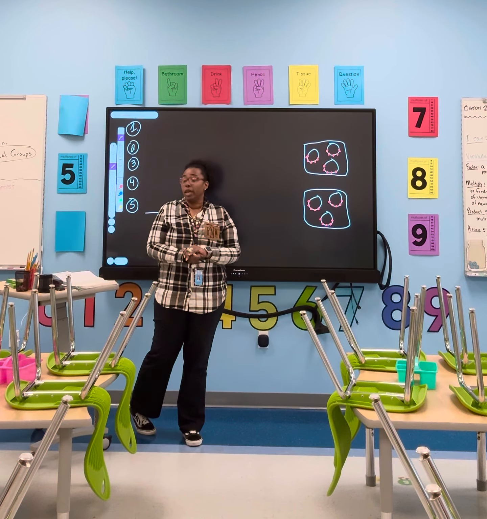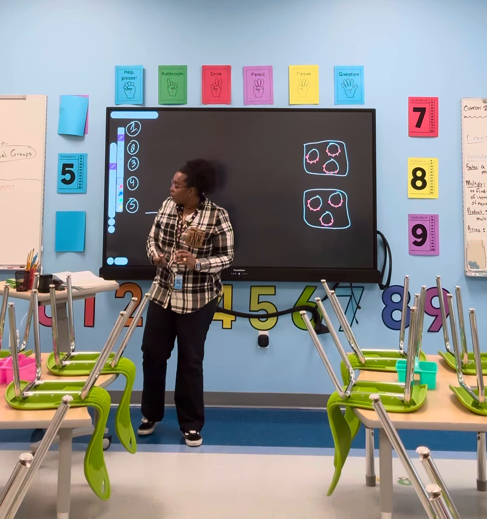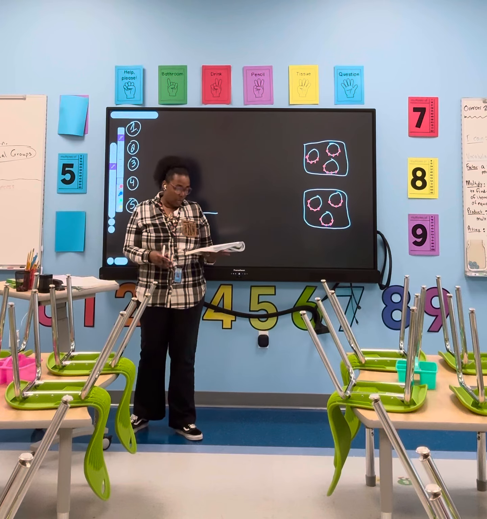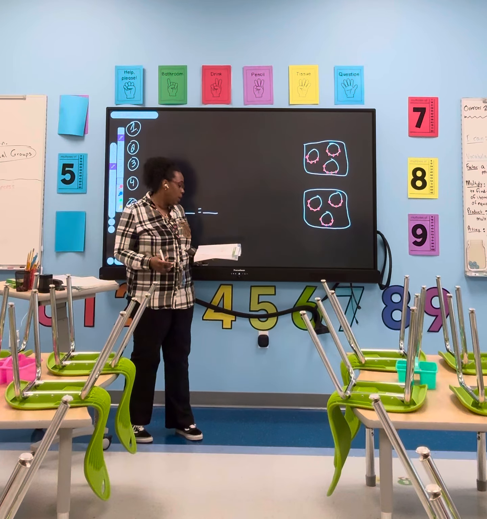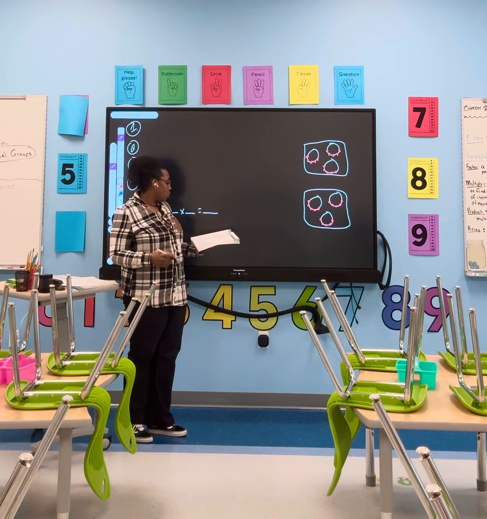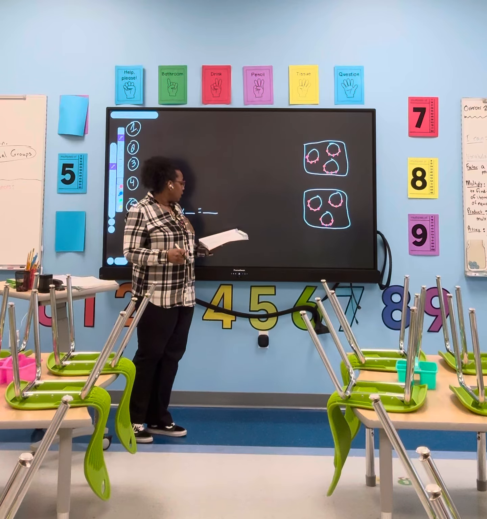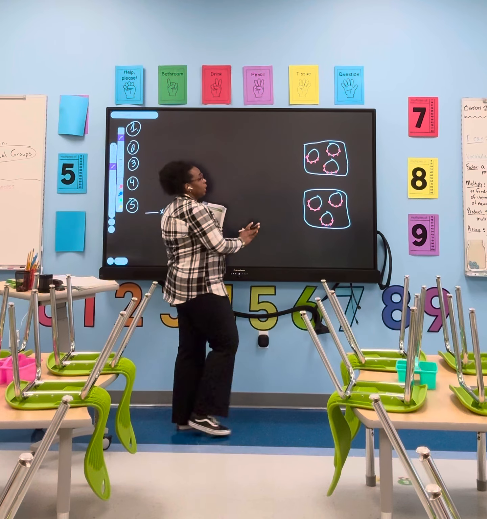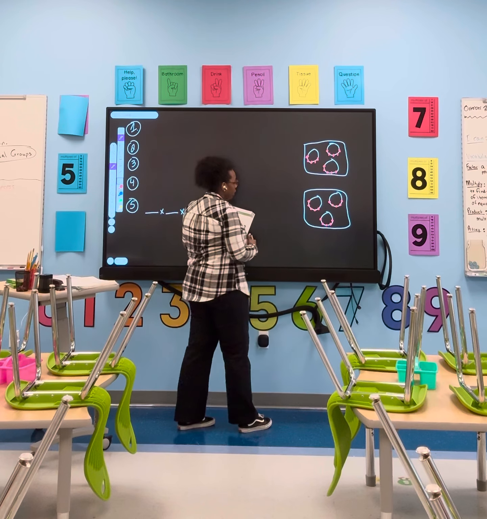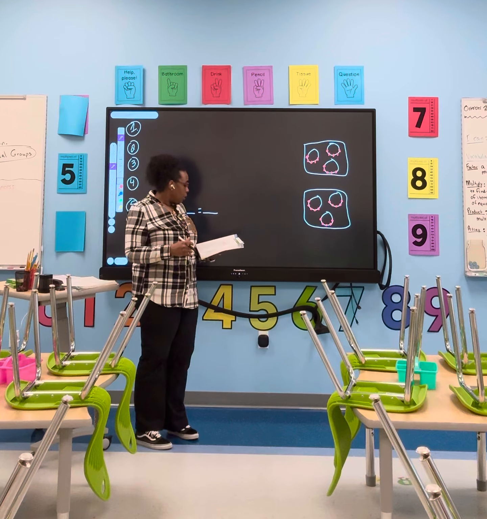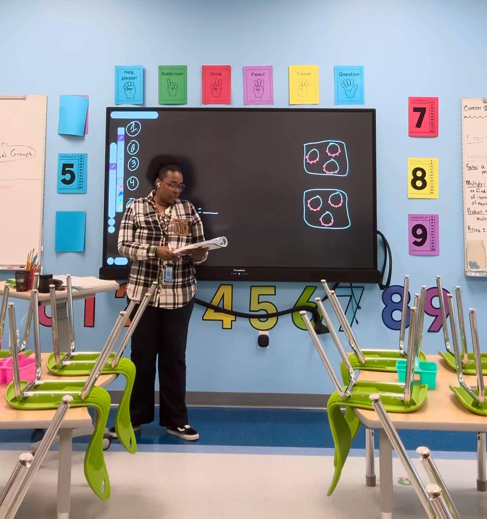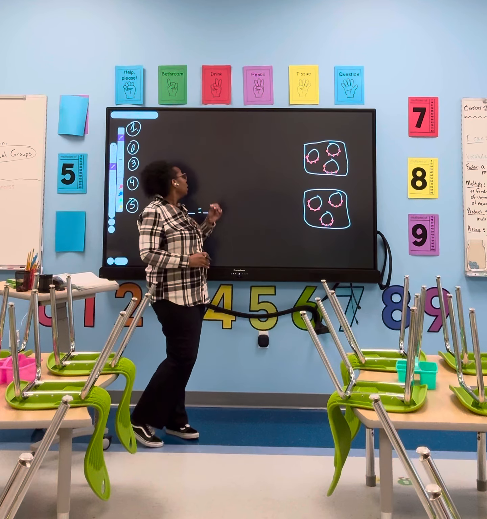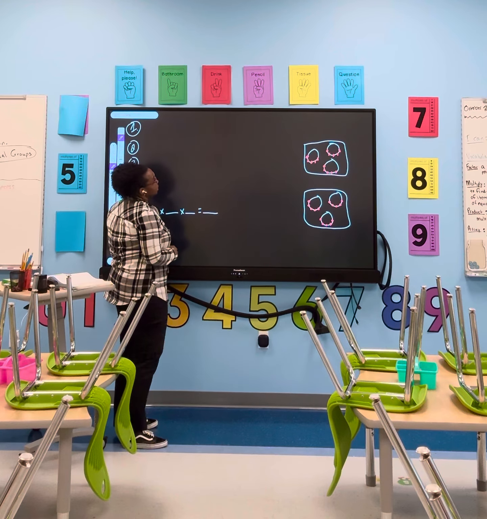Okay, so we're going to jump right in with the homework for today. Homework today was on page 197, and it starts with number 1. It says, Kelly made the bracelet shown to the right. So I drew some bracelets on this side. Number 1 says, how many beads did Kelly put on each bracelet? Let's look at her bracelets.